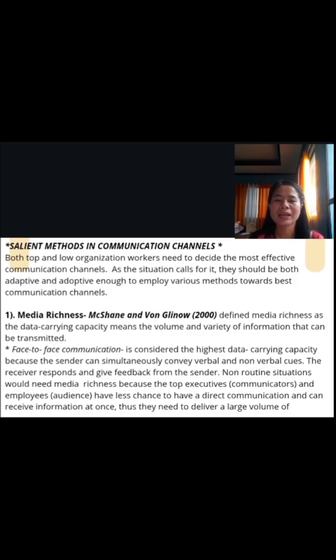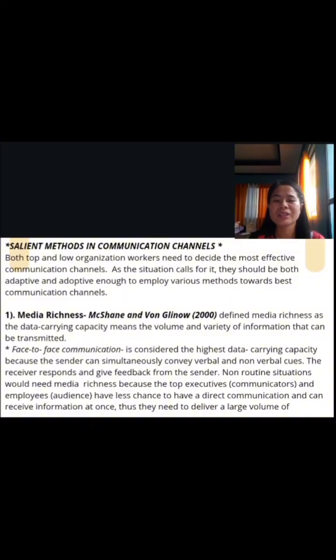Maxshen and von Glinow 2000 define media richness as the data carrying capacity, meaning the volume and variety of information that can be transmitted. Face-to-face communication is considered the highest data carrying capacity because the sender can simultaneously convey verbal and non-verbal cues. The receiver responds and gives feedback to the sender.